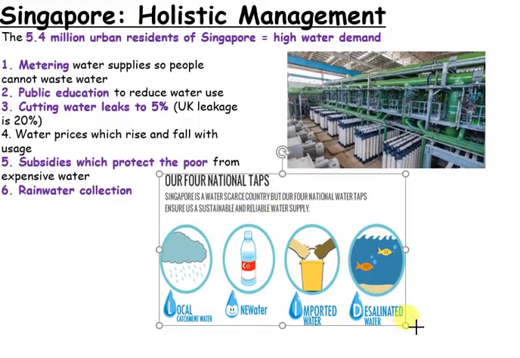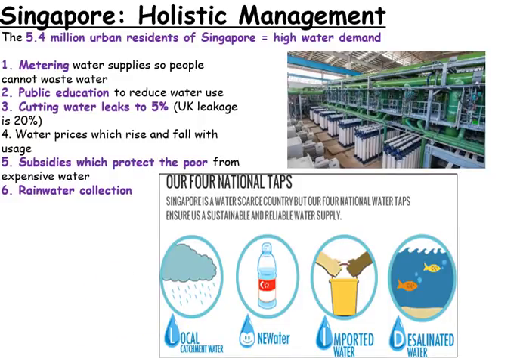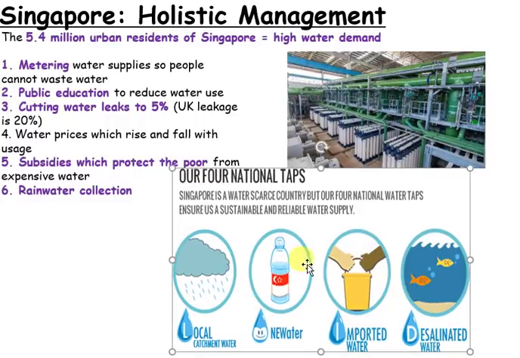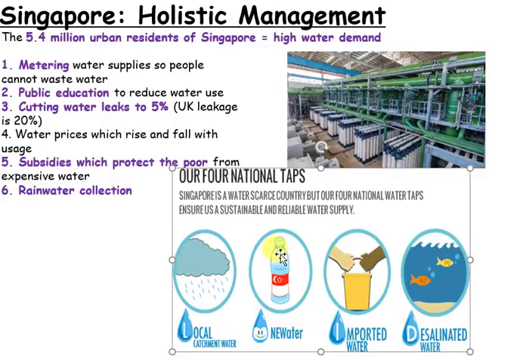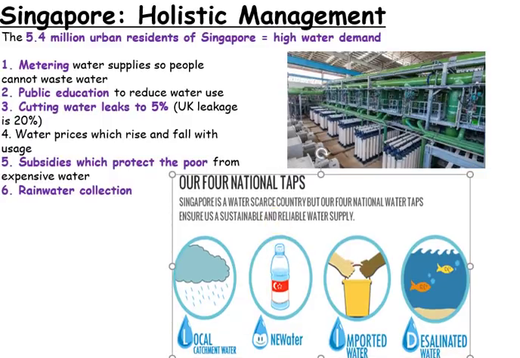Now, the Four National Taps Project, it's called, it's different approaches. So make a note of these. One, local catchment of water, so it's like rainwater collection, really. Two, the rebranded water, recycled water as new water. So people wouldn't think, oh, I'm not drinking that. So they rebranded and educated people and said, look, this is safe. We're advocating that you buy this new water and it'll be all right.